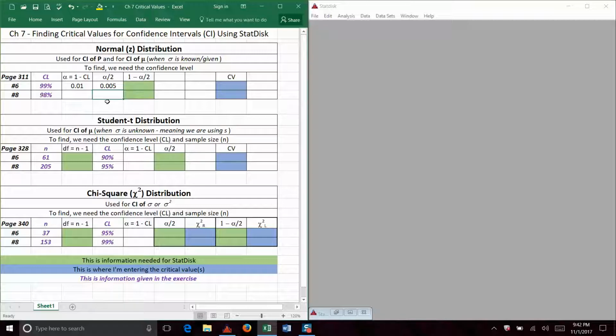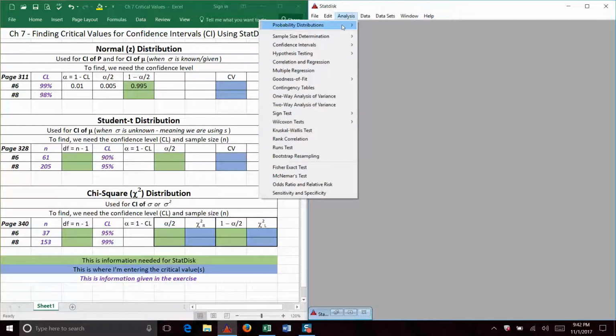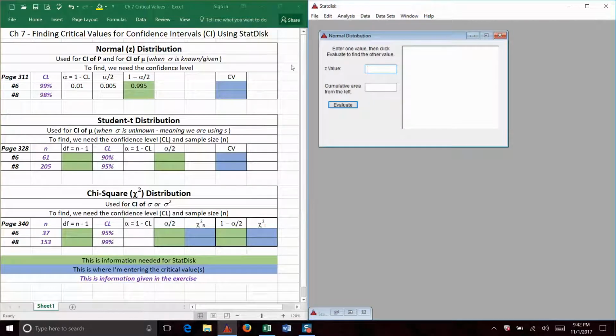And the critical value is defined as the area to the right, and since the normal distribution is set up to give us the area to the left, that's why we have to go ahead and take the complement here in order to find that. So at this point, I can go Analysis, Probability Distribution, Normal Distribution. I can put in my area to the left there, hit evaluate, and the z value is our critical value here.